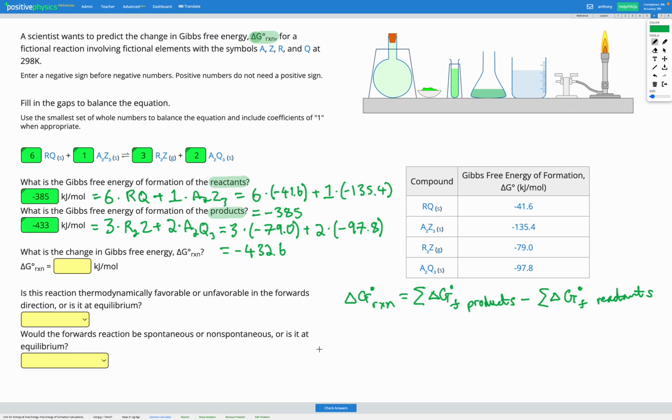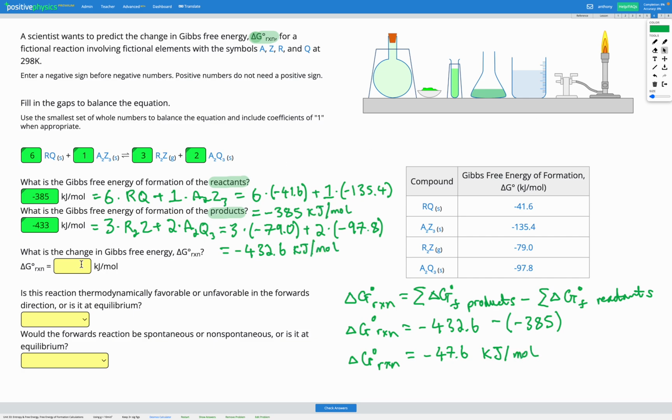Awesome, okay. So now we can substitute those into our delta G of reaction equation. So for our products, we had negative 432.6. For our reactants, we had negative 385. So if we put that into our calculator, that gets us out a delta G naught of reaction of negative 47.6 kilojoules per mole. So we can go ahead and fill that in here.